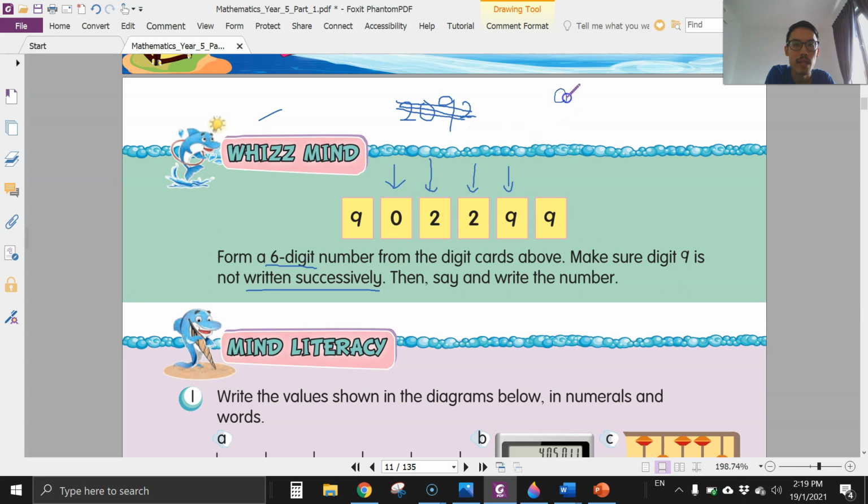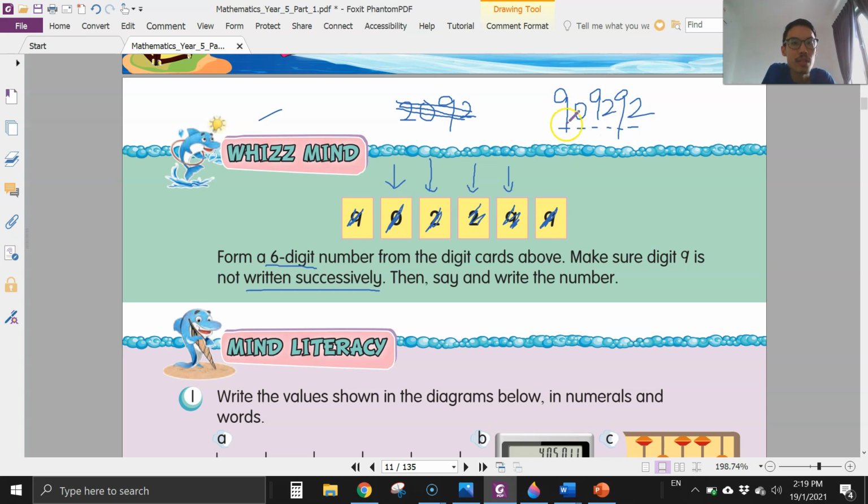Okay, so I'll start with 9 first, 9 in front. 0, second number. 9 again. Okay, make sure you separate the 9. 2, 9 again, and 2. Alright, so I got 6 numbers here, right? 1, 2, 3, 4, 5, 6, and the 9 are not together.